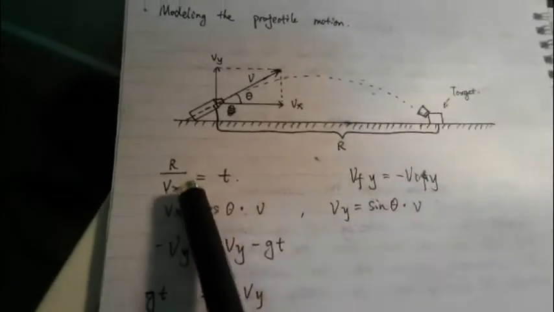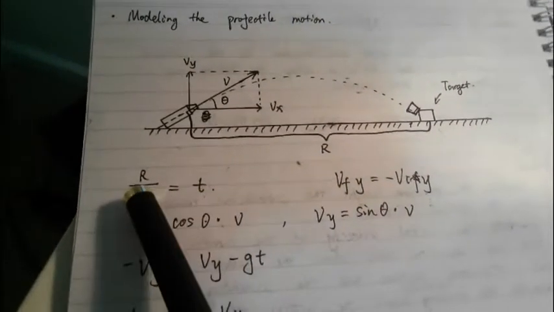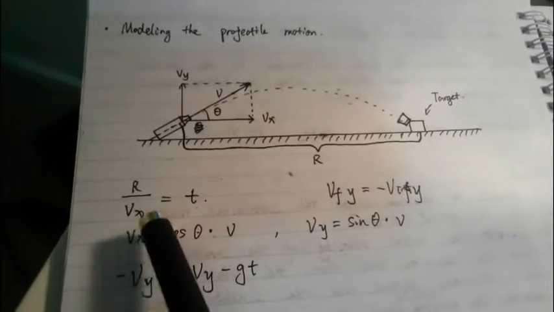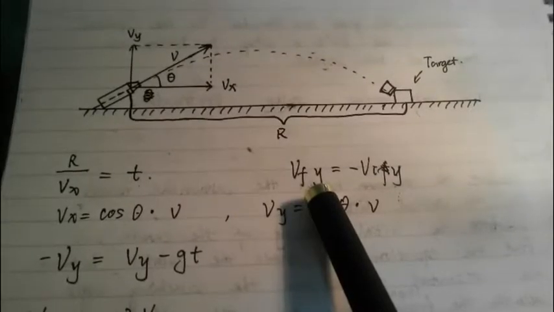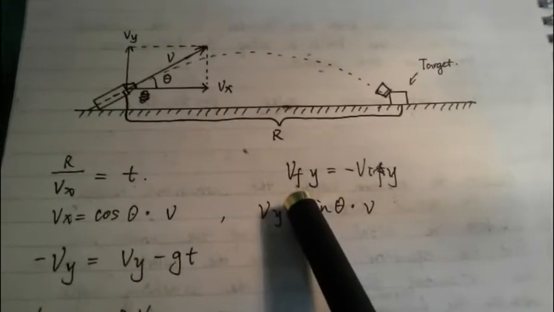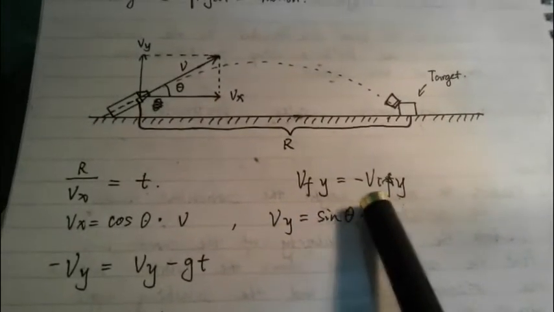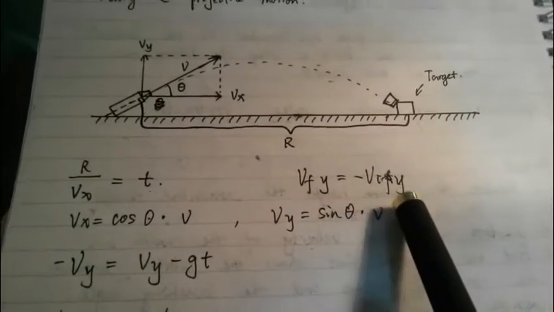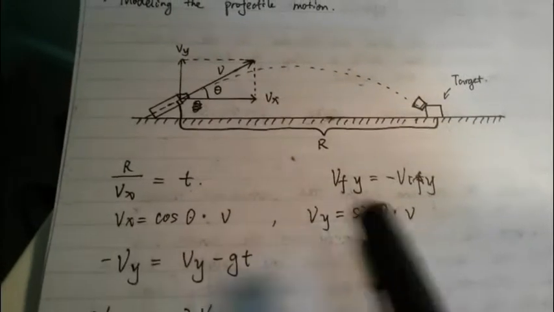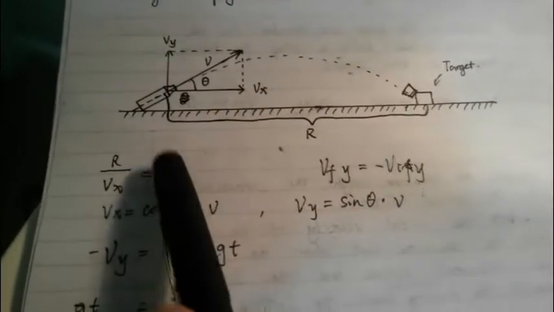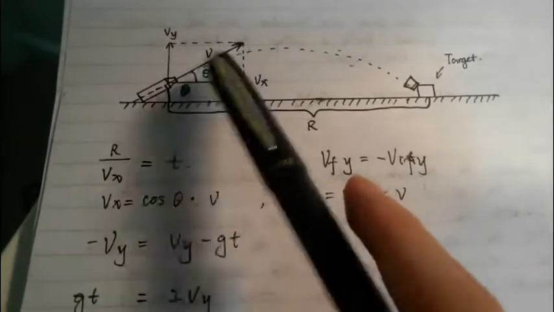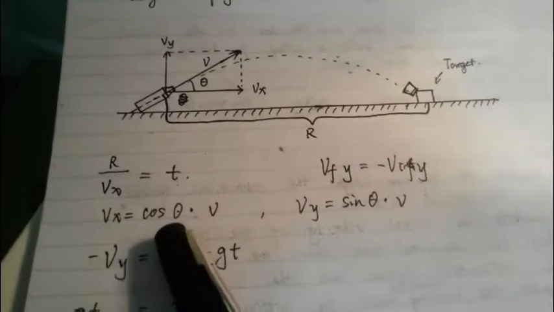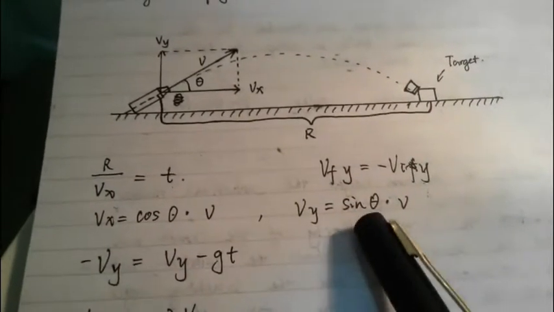And we know that t is equal to r divided by Vx, the velocity in the horizontal direction. In the vertical direction, the final velocity has the negative value of the initial velocity, which is Vfy equals minus Viy. Vx and Vy we get from the initial speed v. Vx is equal to cosine theta times v, and Vy is equal to sine theta times v.